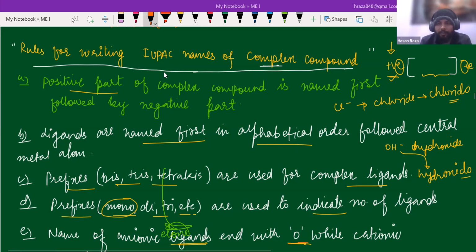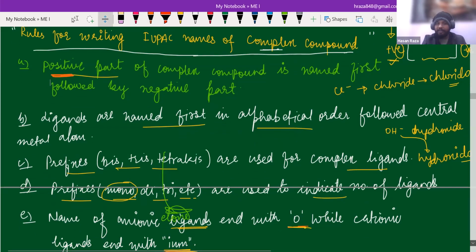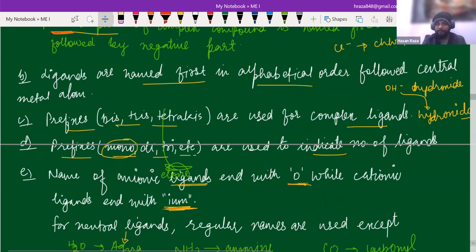Very good. Now, if you have a positive counter ion, you write its name first. But if you don't have it, then jump directly to the ligands and write the names of the ligands in alphabetical order. Before writing the name of the ligands, you need to take care of the charge on the ligand. If it is negative, the name of the ligand ends with O. If it is positive, then the name of the ligand ends with IUM. And if the charge on the ligand is neutral, then the name will be as it is. Now the next part, which is very important, comes.